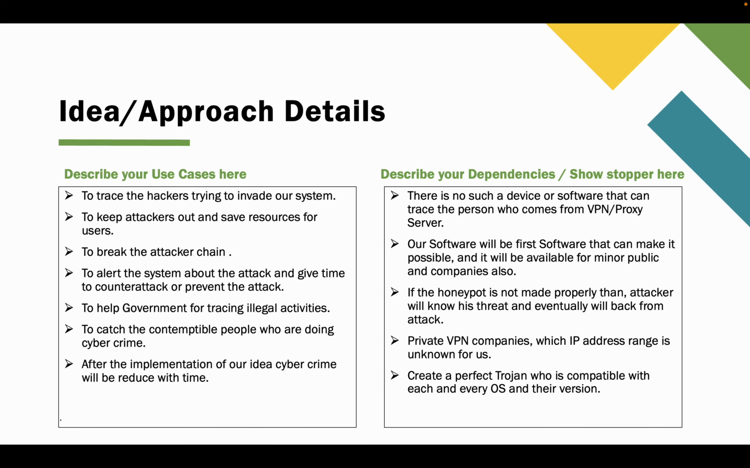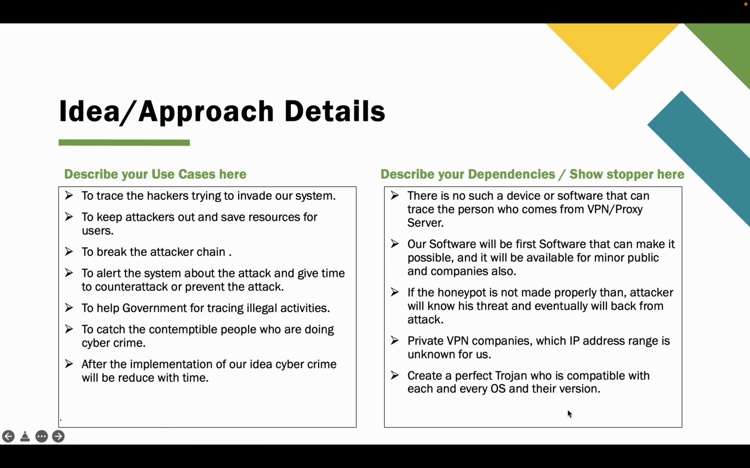So what are the stoppers? First, if the honeypot is not made properly, then the attacker will know about the threat and eventually back off from our attack, and then we can't trace or locate him. The second stopper is private VPN companies whose IP address range is unknown to us. Which VPN service the hacker is using will not be known by us. And we need to create a perfect Trojan that is compatible with every OS and its versions.